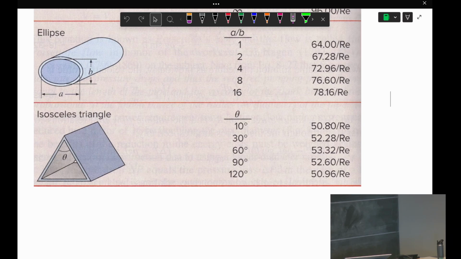Any other questions? No. So this is basically a lookup table once you calculate your Reynolds number. Okay, so I'll move on now.